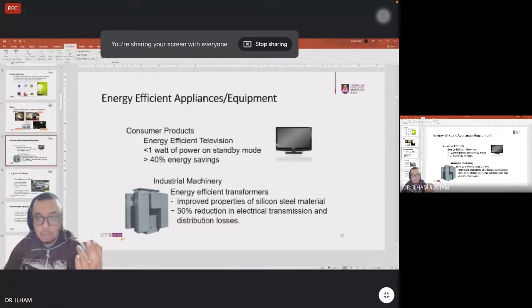So basically what it says here is that for energy efficient consumer products, they consume less power than the typical televisions of the old days. Whereby industrial machinery, we categorize, for example here, the transformer. An energy efficient transformer is something that improves the properties of... never mind. But basically it will be able to allow us to have a 50% reduction in electrical transmission and distribution losses.